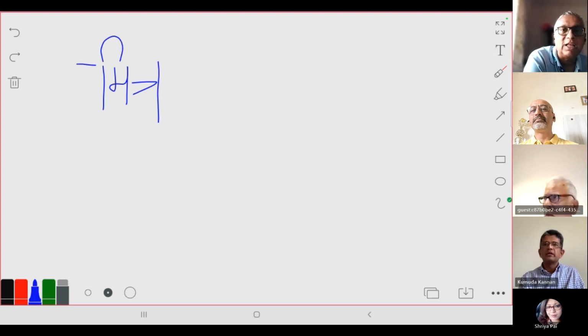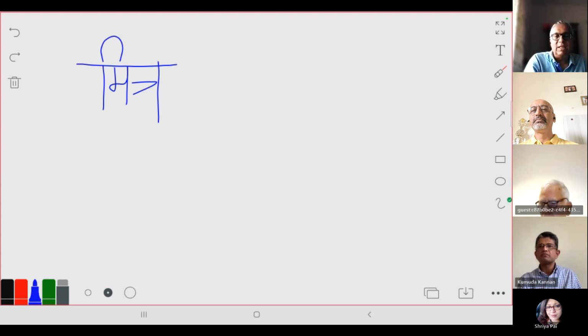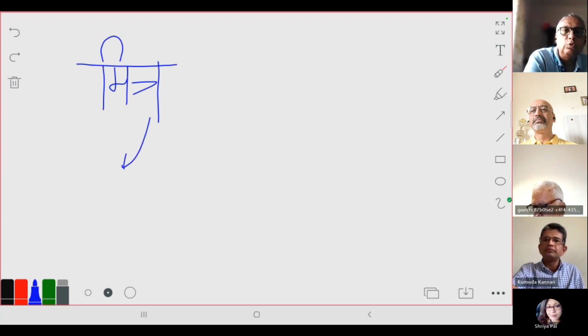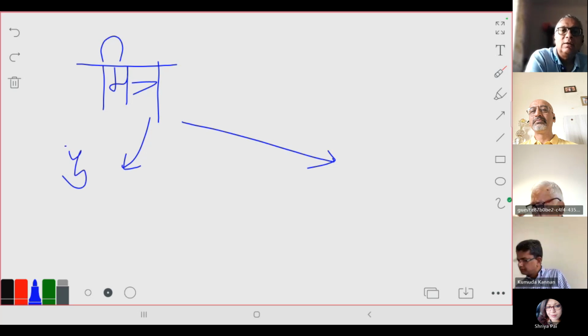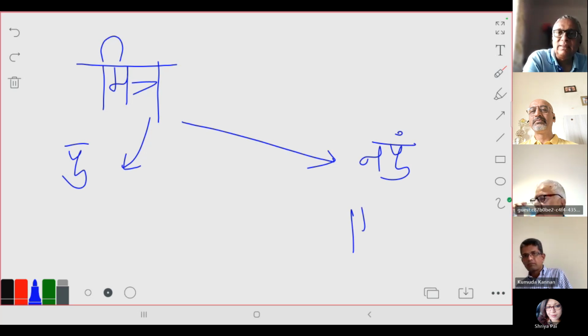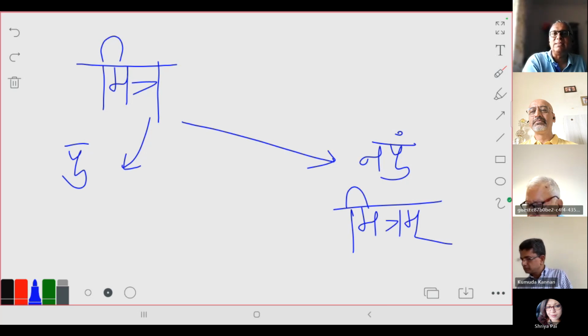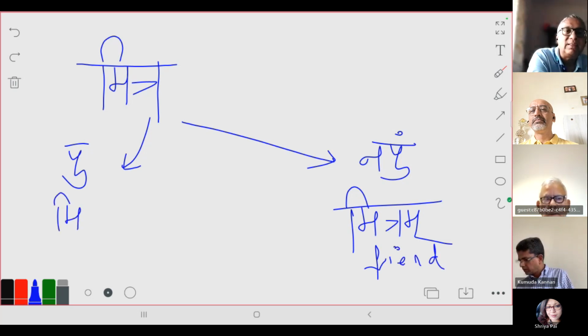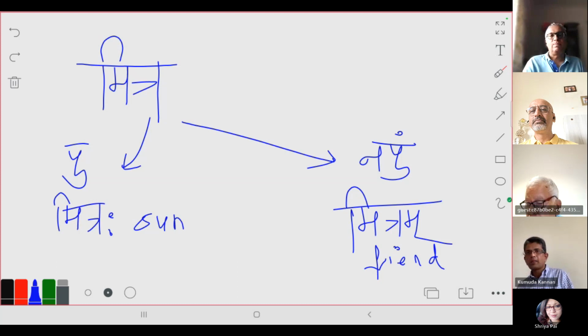I told you that the Pratipadikam Mitra comes in two lingas, in the Pullinga and in the Napunsakalinga also. In the Napunsakalinga, Mitram, like Chakram, Jnanam, Chandanam, right? This means friend. And when the word goes to Pullinga, Mitraha, this is the name of the sun. The word Mitraha means the sun, Surya, Aditya.